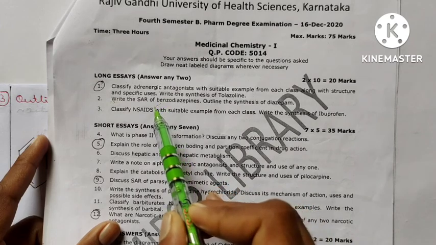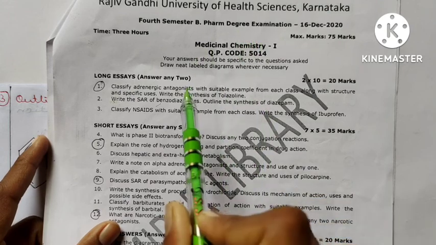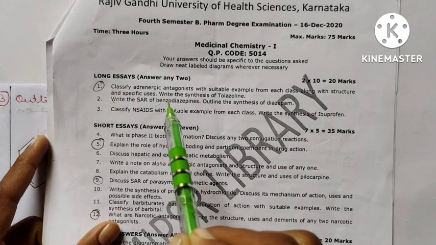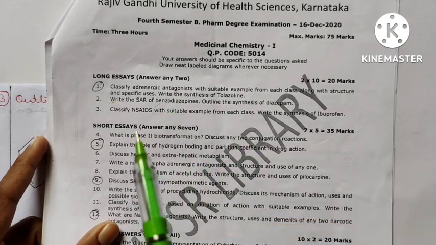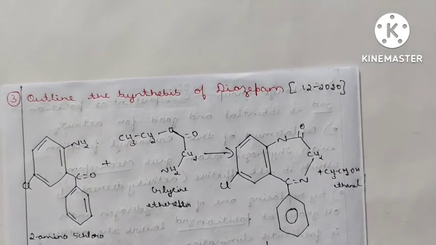But before writing this SAR, first you write what these hypnotics and sedatives are, then you write the classification. After that you go for SAR. Okay, it is mandatory. It is not given here, but you have to follow this procedure. After writing this SAR, you have to write the synthesis of diazepam. Now let's discuss this diazepam structure and synthesis.